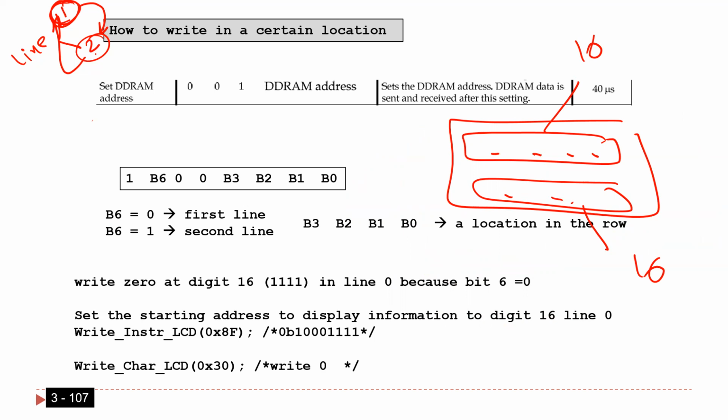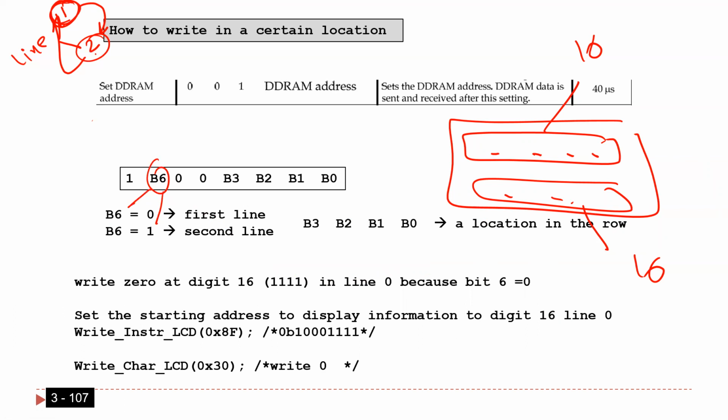Very easy, very trivial. Look here, guys. This is the command you have to send. This bit should determine whether you are considering line 1 or line 2. If I put 0, that means I'm going to work on line 1. If I put 1, that means I'm going to work on line 2. So this bit can take 0 or 1 to tell whether you want to work on line 1 or line 2.